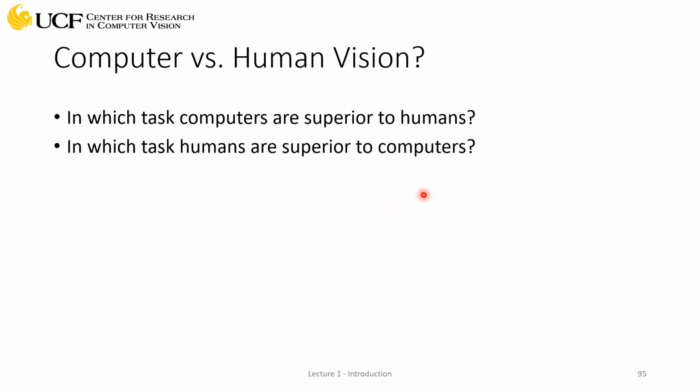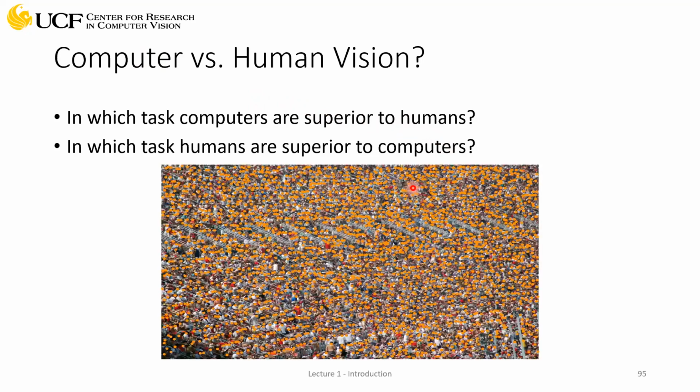Okay, so I think we talked about computer versus human vision, but let me give you the technical aspect: which tasks will be performed better by computers and which by humans. Sometimes computers are superior, sometimes humans are superior. For example, I showed you this image earlier, and if I ask you to count the number of people, it will be very difficult and challenging for you. Of course, you will be able to do it, but you will have to spend a lot of hours. So these kinds of tasks are easy for computers.